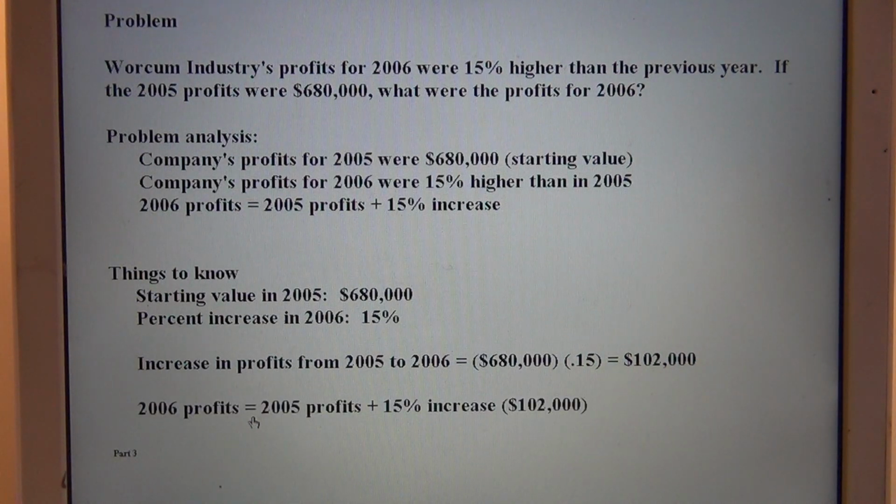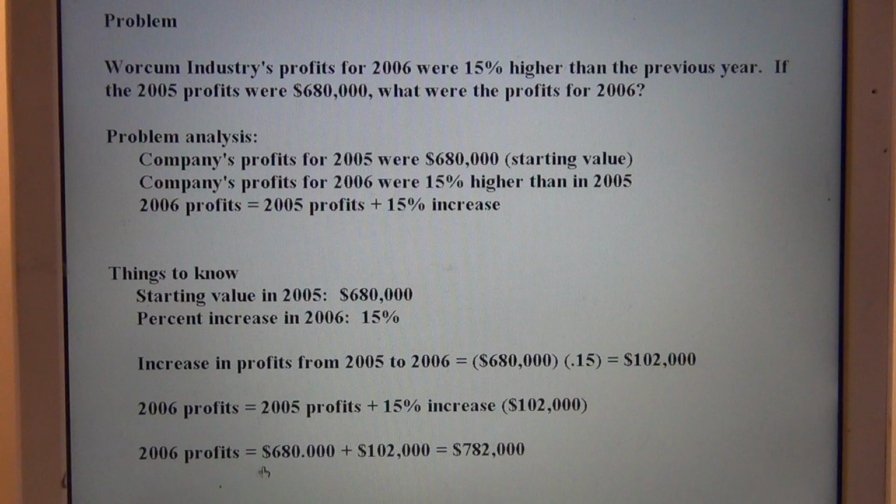2006 profits are equal to the 2005 profits plus the 15% increase, which was $102,000. So 2006 profits is equal to $680,000 plus $102,000, which was a 15% increase. So their profits for 2006 were $782,000. That's a 15% increase from their 2005.